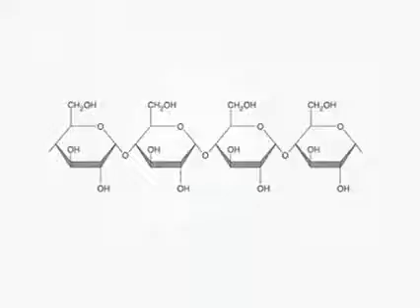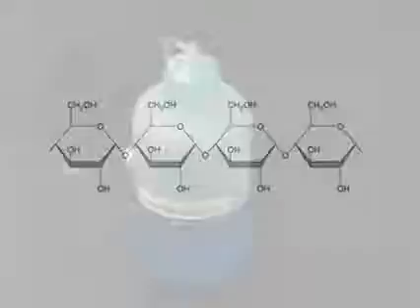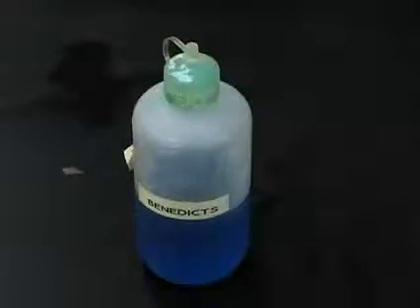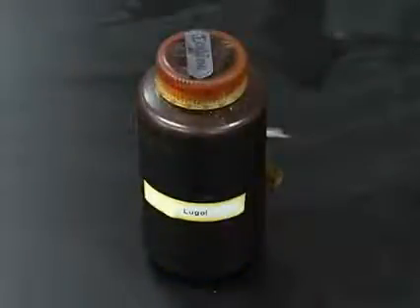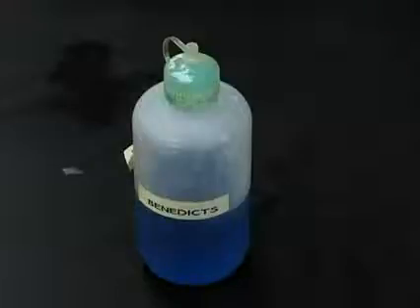There are two different tests for carbohydrates: the Benedict's test, used to detect monosaccharides and disaccharides, and the Lugol's test, which is used to detect the presence of polysaccharides. First, we will perform the Benedict's test for simple sugars. Benedict's reagent is an aqueous solution of copper-2 sulfate, sodium carbonate, and sodium citrate. The sugar molecule reduces the copper-2 sulfate, producing a precipitate of copper-1 oxide on heating.